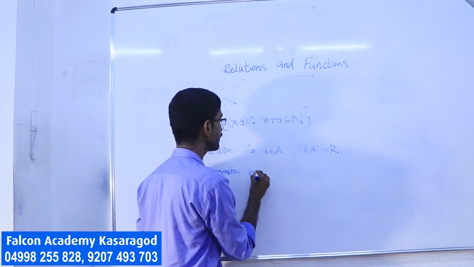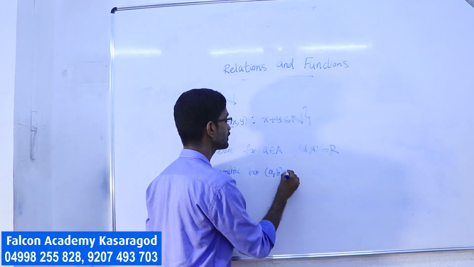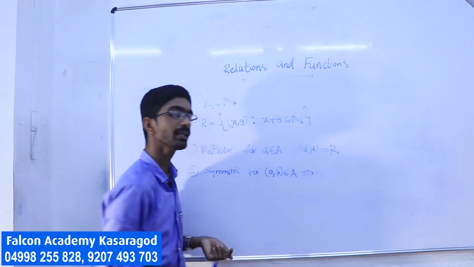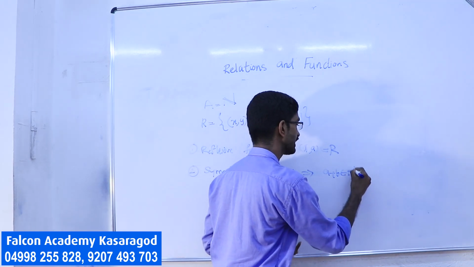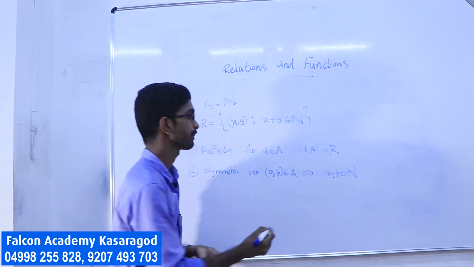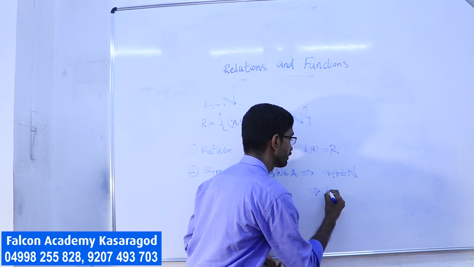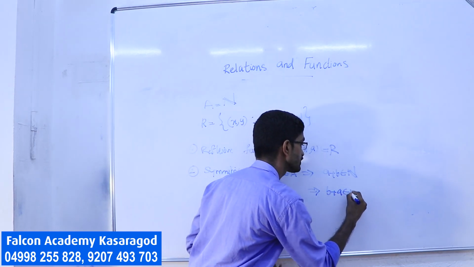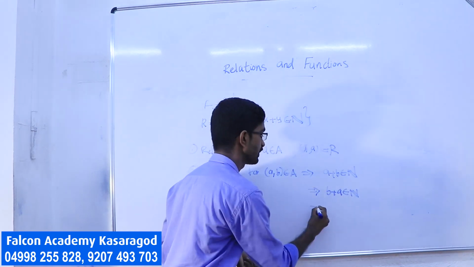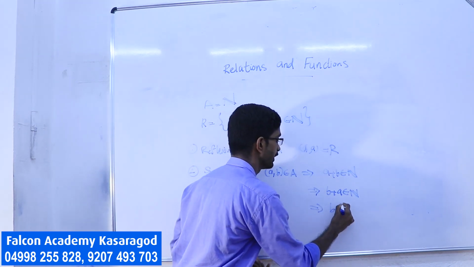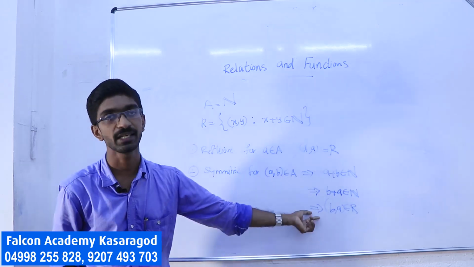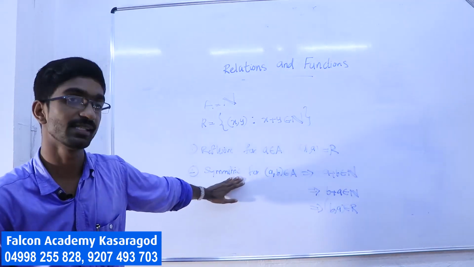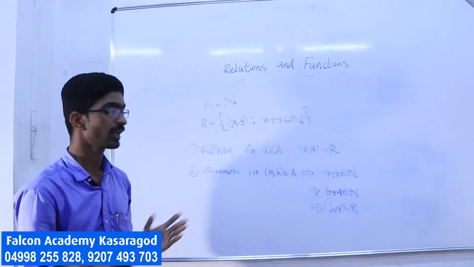That is, for AB belongs to A imply A plus B belongs to the collection of natural numbers N. That is, B plus A belongs to N. This will give you BA belongs to the relation R. So clearly if AB is there, then BA is there. Thus, this is a symmetric relation.